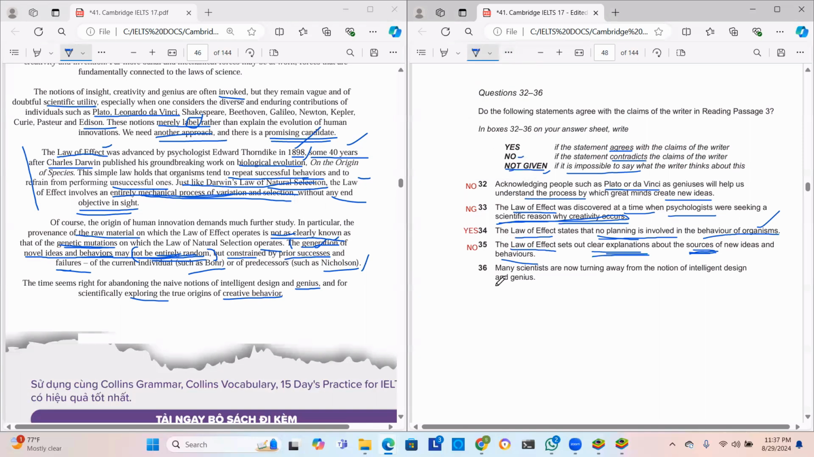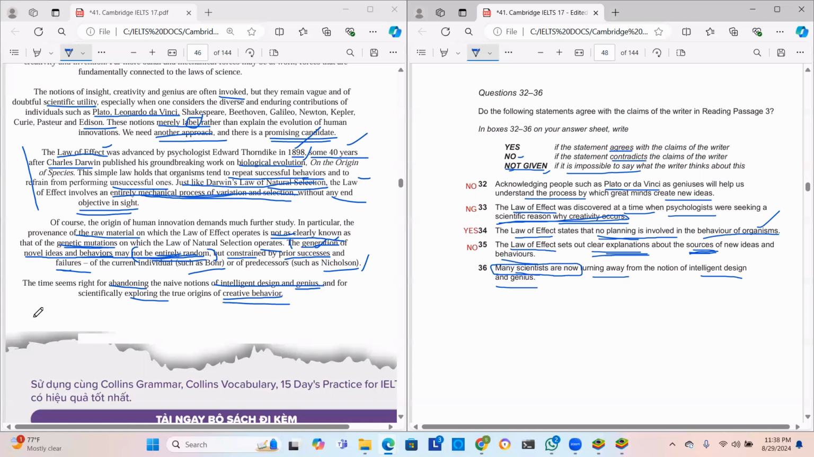Now let's read 36. Many scientists are now turning away from the notion of intelligent design and genius. So he's talking about many scientists who are turning away from the notion of intelligent design and genius. Is it true? The time seems right for abandoning, turning away from, the naive notions of intelligent design and genius, and for scientifically exploring the true origins of creative behavior. We have some keywords: intelligent design, genius and abandoning. But the statement says many scientists are now turning away. This is the main thing that we have to observe.